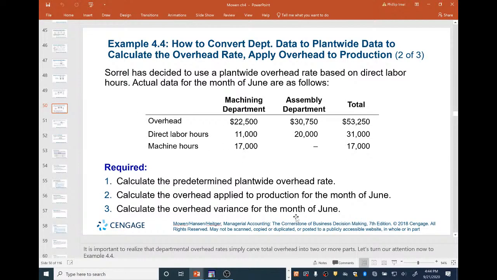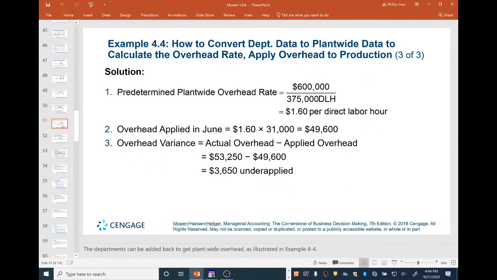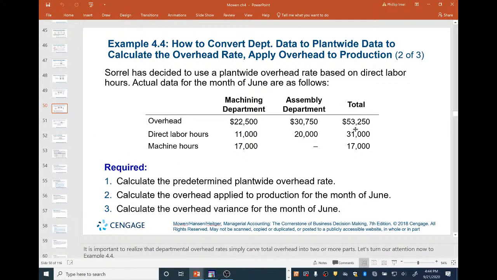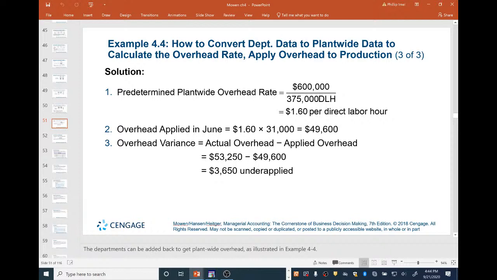Calculate the overhead variance for the month of June. It is obviously just actual overhead minus applied overhead, same thing. The actual overhead was given to us, because remember these are the actual data. So there's their actual. And then the applied, we found it right here by finding the overhead rate.